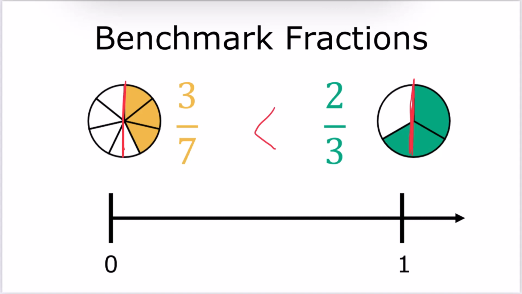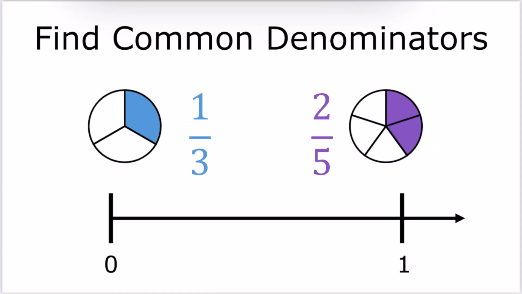And you could also show this on a number line, because if you look at the benchmark fraction 1/2, well, 2/3 is going to be above 1/2, so somewhere up here, and 3/7 is going to be below 1/2, somewhere down here. And so that also shows that 3/7 is less than 2/3. And then the last strategy that you can use is to find common denominators.